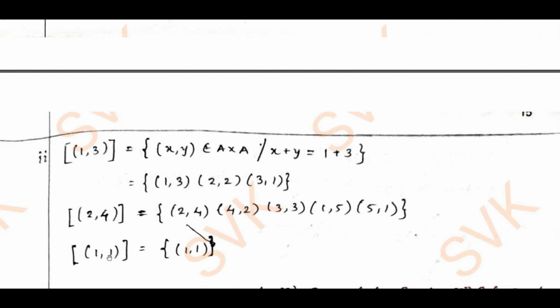Similarly, equivalence class of (1, 1). I need to find what the equivalence class of (1, 1) is. The set {(1, 1)} itself. So 1 plus 1 is equal to 2. There is no other ordered pair where the sum of the two elements is 2. So therefore the equivalence class of the ordered pair (1, 1) is {(1, 1)}. This is the way of solving the equivalence class problem.